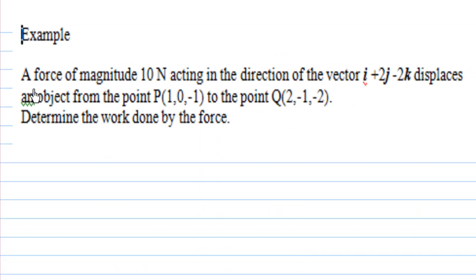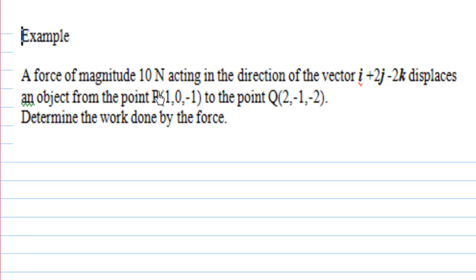Example: a force of 10 Newton acting in the direction of the vector i plus 2j minus 2k displaces an object from the point P (1, 0, -1) to the point Q (2, -1, -2). Determine the work done by the force. First, we must get hold of the force. So this is the solution.